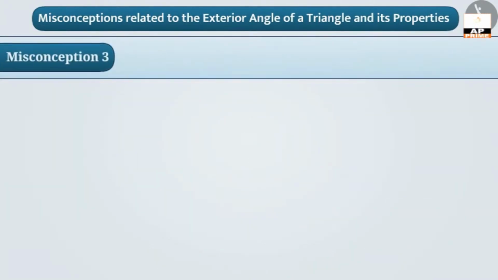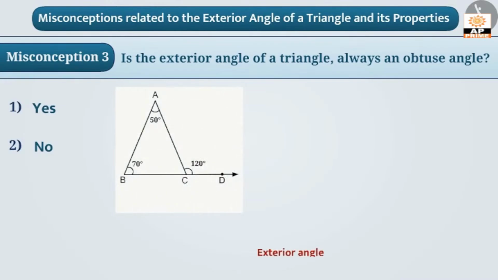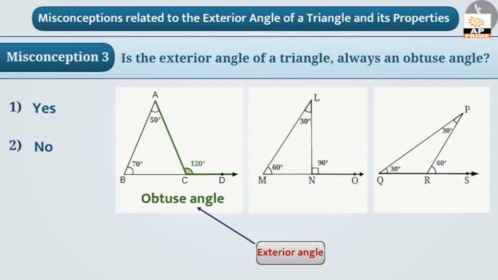Misconception 3. Is the exterior angle of a triangle always an obtuse angle? From the examples, students often misjudge the exterior angle to be an obtuse angle. This makes them believe that the exterior angle is always an obtuse angle. But this is a misunderstanding. Look at the given triangles. What do you understand by looking at the exterior angle? Think for a while.